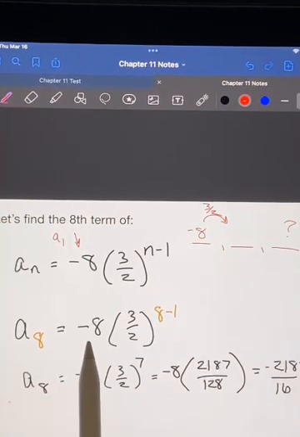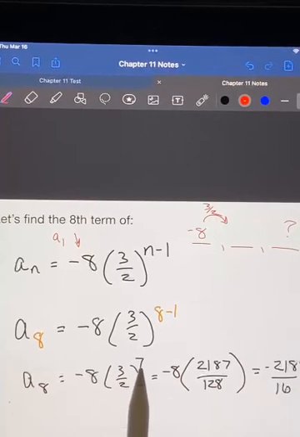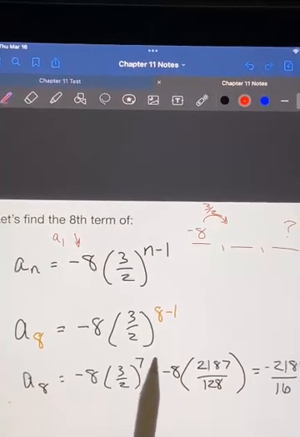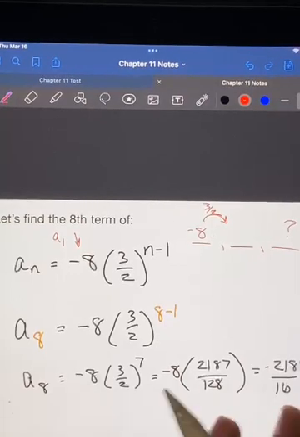So I start at -8, and I'm going to multiply times 3/2 7 times. The easiest way to write that is 3/2 raised to the 7th. We do our exponents first, then we multiply times our first value, and we get -2187 over 16, and make sure that that is just fully simplified.